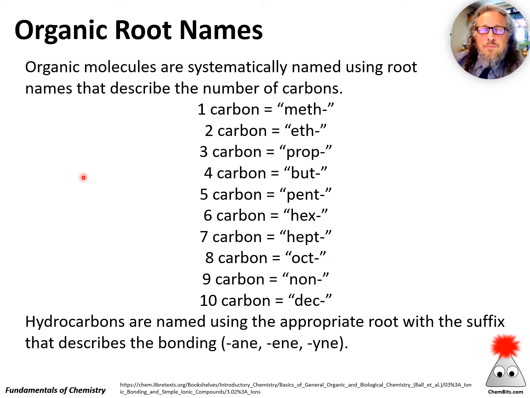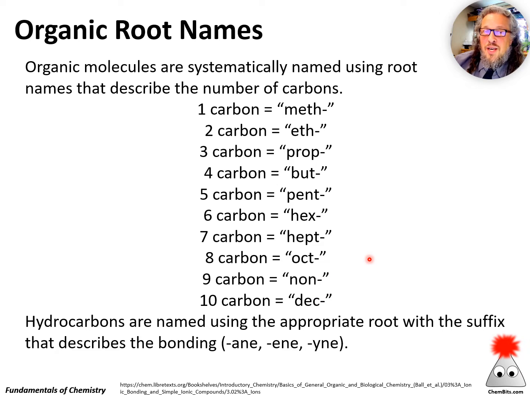We construct the names of organic compounds using both those suffixes to tell us what kind of bonding there is, and a root that tells us how many carbon atoms there are. So if I only have one carbon, my root there is meth. If I have 2 carbons, the root is eth. 3 carbons is prop. 4 carbons is but. 5 carbons is pent, and they're pretty standard roots after that. So pent, hex, hept, oct, non, dec.